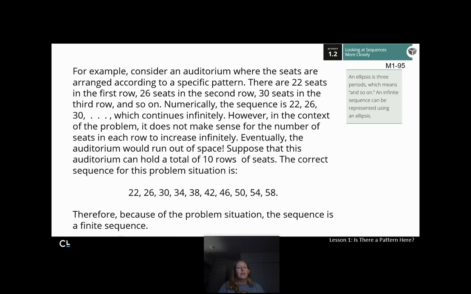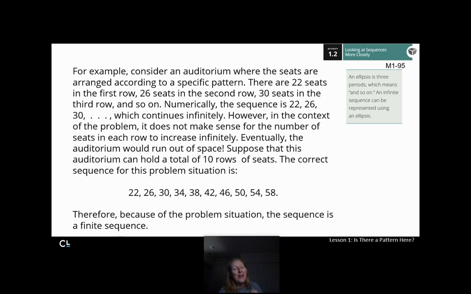For example, consider an auditorium where the seats are arranged according to a specific pattern. There are 22 seats in the first row, 26 seats in the second row, 30 seats in the third row, and so on. You can see we're just adding 4 seats every time. Numerically, the sequence is 22, 26, 30. If we were just looking at the numbers, it would continue infinitely. However, in the context of the problem, it does not make sense for the number of seats in each row to increase infinitely. Eventually, the auditorium would run out of space.